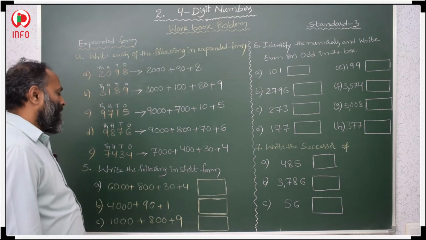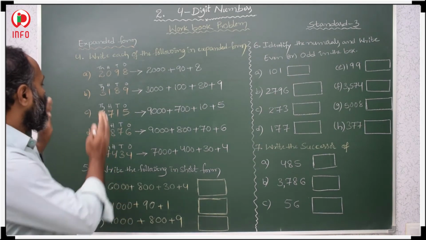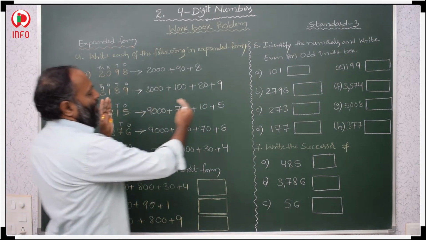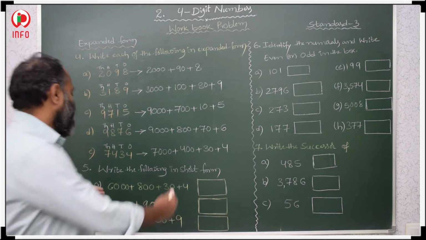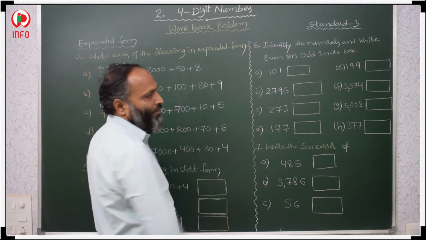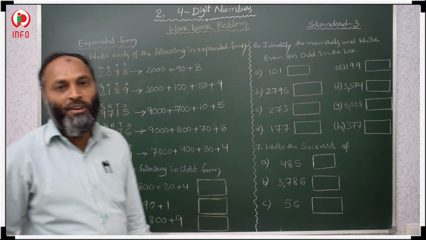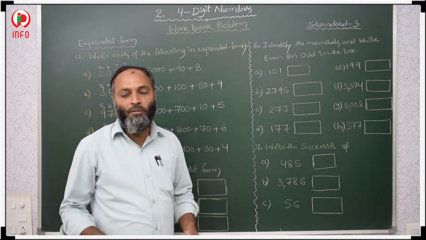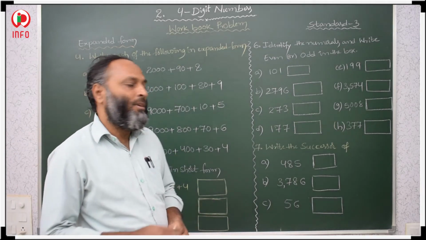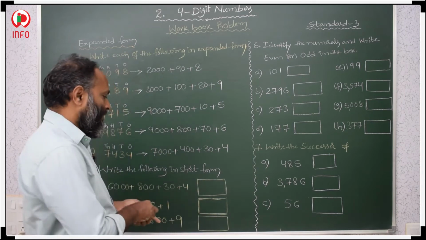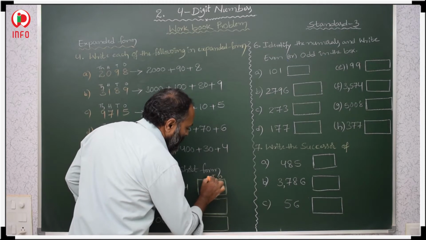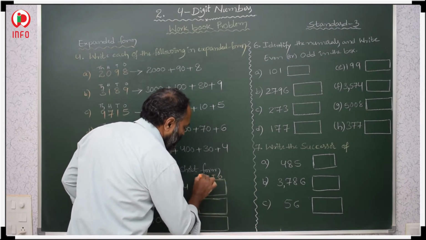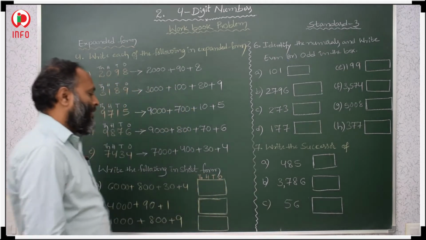So when simplified form is given, we write the expanded form. Now when expanded form is given, we have to write it in simplified form or short form. First you have to write the place values here: ones, tens, hundreds and thousands.